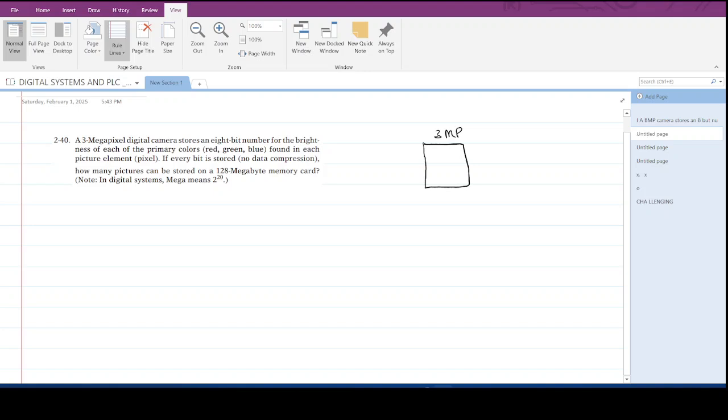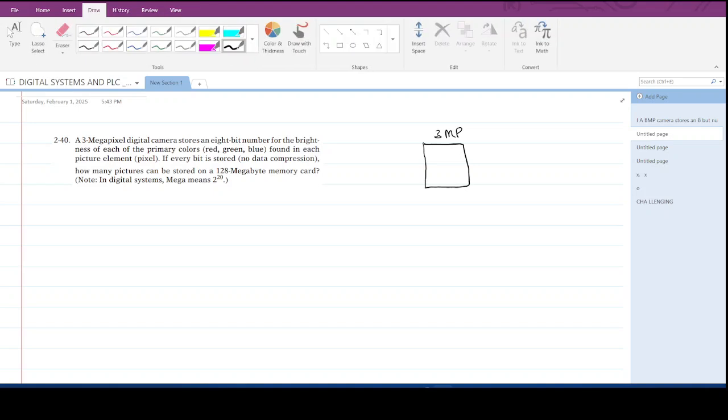That's very important. It stores an 8-bit number for the brightness of each of the primary colors found in the picture element. So, this is saying that in a picture, in one pixel, let me just draw this out. This is one pixel in a picture. It's represented by RGB colors, red, green, and blue. Imagine you take a picture with a green shirt. You're going to have a little bit of shade of red there, a bit of blue, and since it's a green shirt, green is going to be way more. So this is just one pixel in your picture.